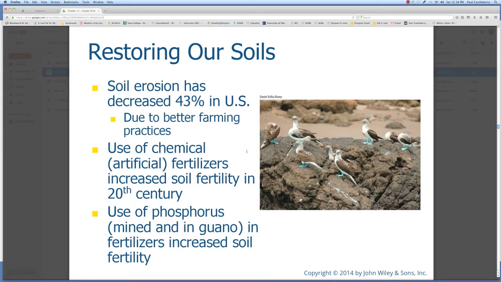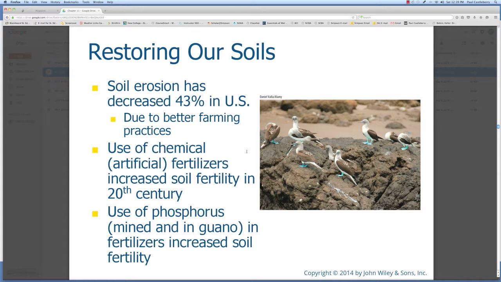I'm sorry. I'm thinking of another slide here. Actually, what we've done because of better farming practices, such as no-till farming, we've actually decreased soil erosion. That is a good thing. 1930s, we had a lot of soil erosion, which led to a decrease in crop production. But with better farming practices, especially since the 1990s, with the no-till farming, we've been able to decrease erosion almost by half. That is huge.